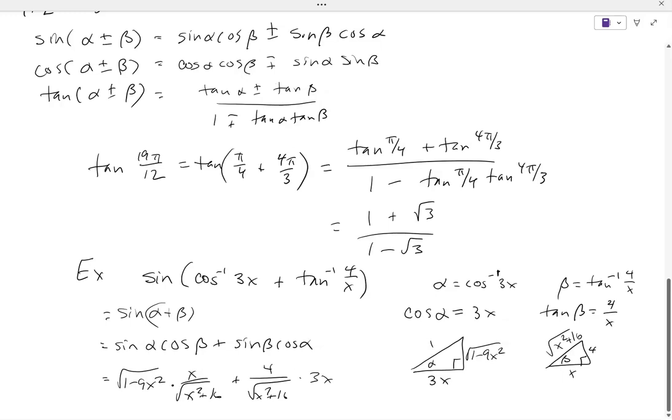Is that okay? Look familiar? Do we need to simplify that? No, you do not need to simplify that, though. Please don't.